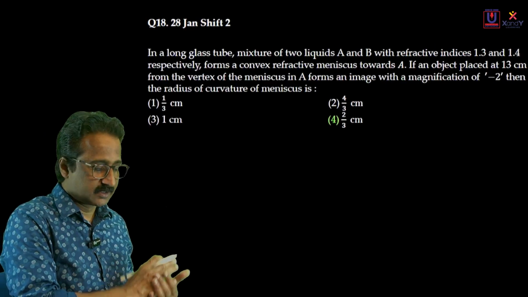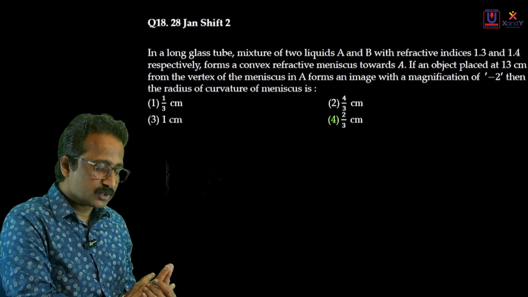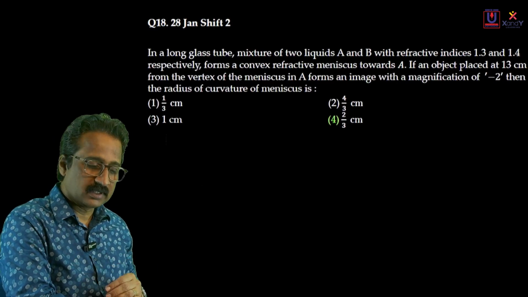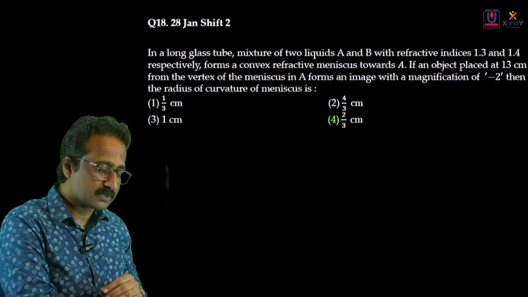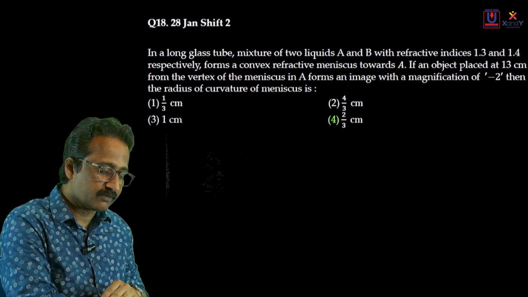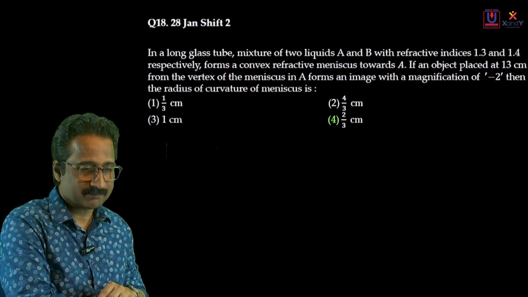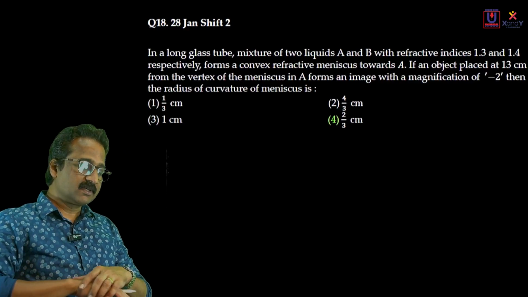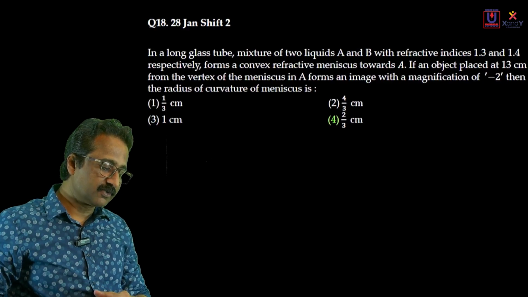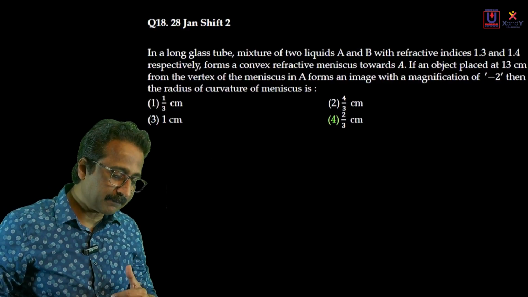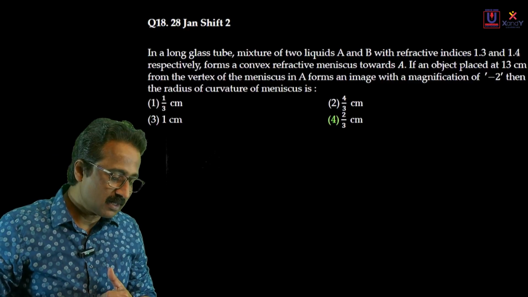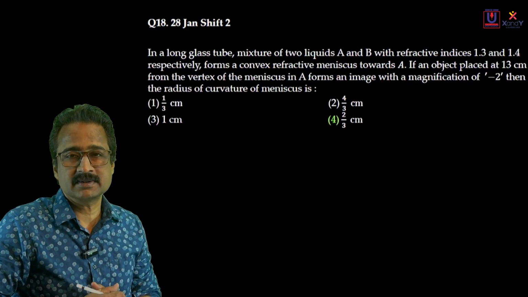Here is the next question. A long glass tube mixture of two liquids A and B with refractive indices 1.3 and 1.4 respectively forms a concave refractive meniscus towards A. So that's a spherical meniscus. If an object is placed at 13 centimeter from the vertex of the meniscus in medium A, it forms an image with a magnification of -2, then what is the radius of curvature of the meniscus?